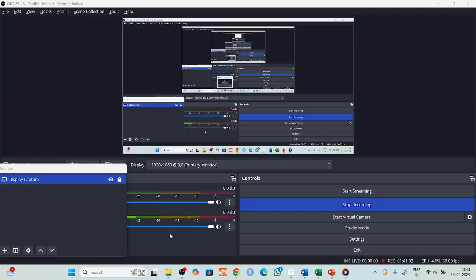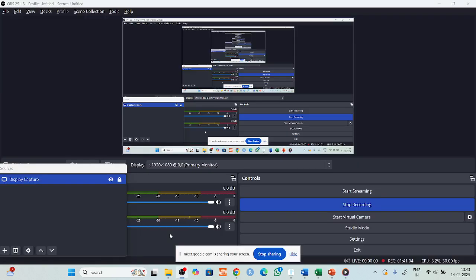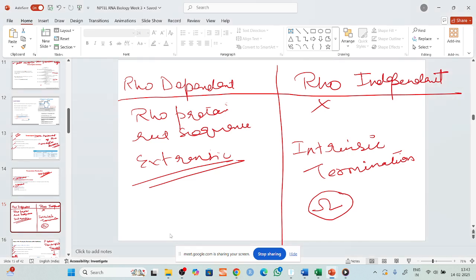Again, the logic for the AT sequence remains the same. If there is an AT sequence, because AT has 2 hydrogen bonds, it is easier to break an AT sequence than to break a GC, because GC has 3 hydrogen bonds. So this kind of hairpin or hair loop structure helps in dragging and it helps in the termination of the transcription process. So this is your rho independent termination.